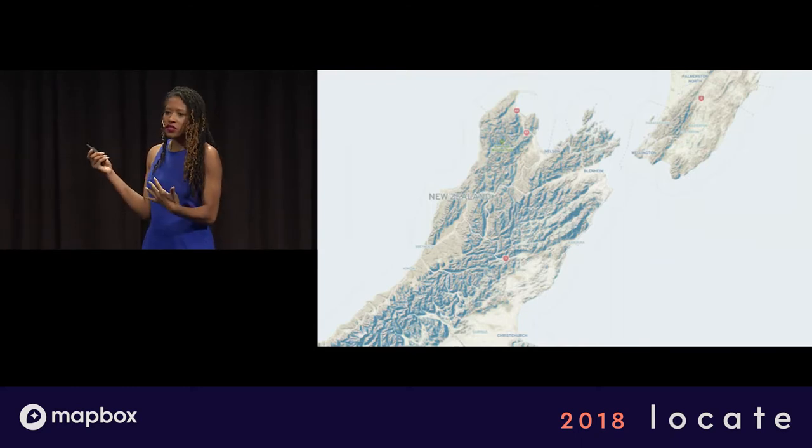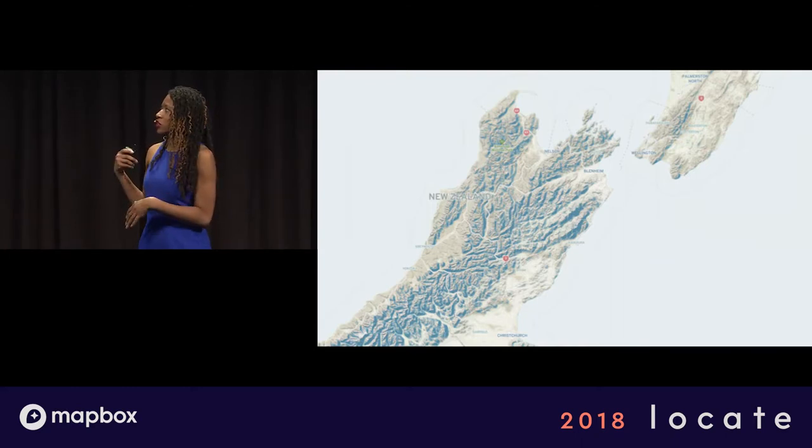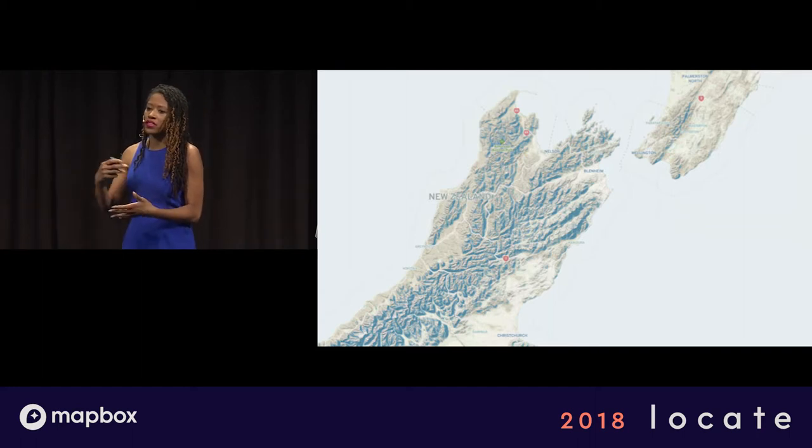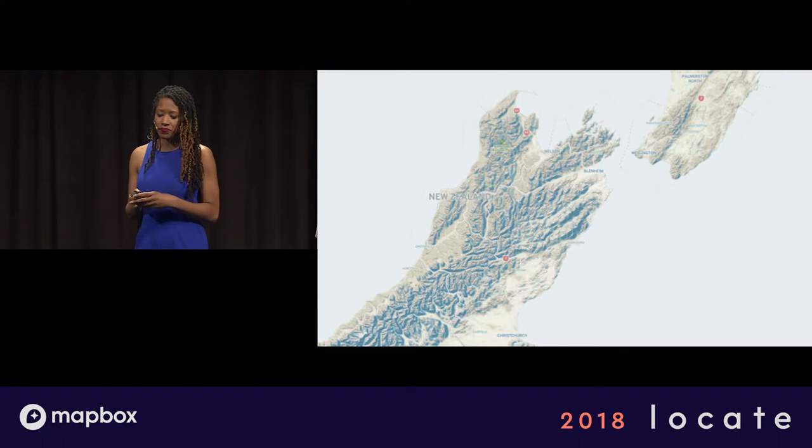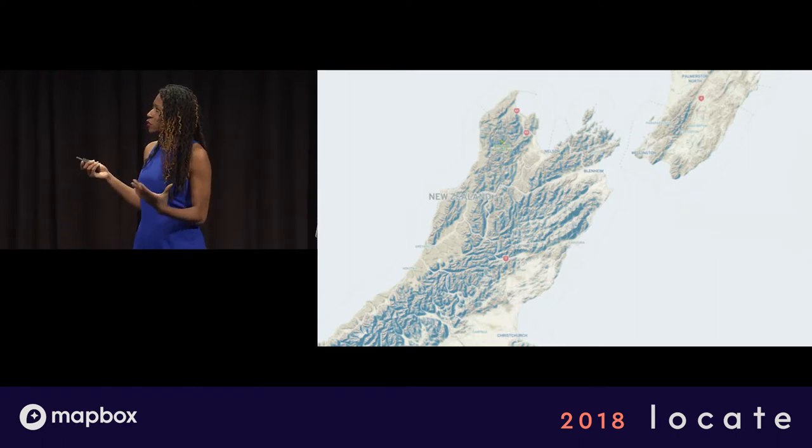So there are all these different additional layers that you can color and set opacity on, and the way that they overlap looks nice as well. So you can play around with that. And then hill shades, more hill shades.